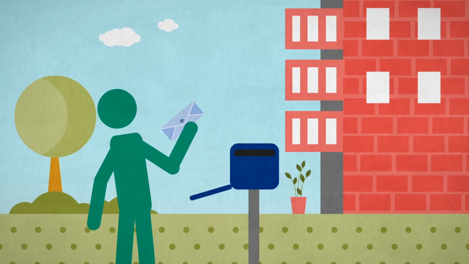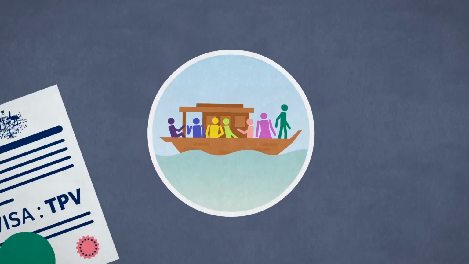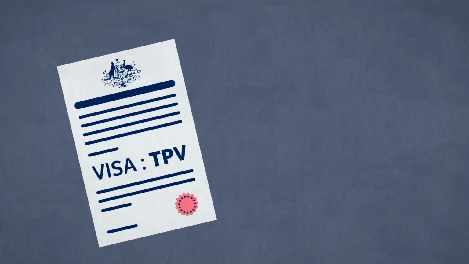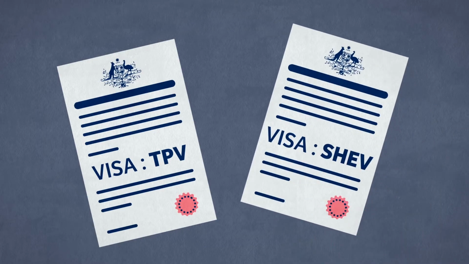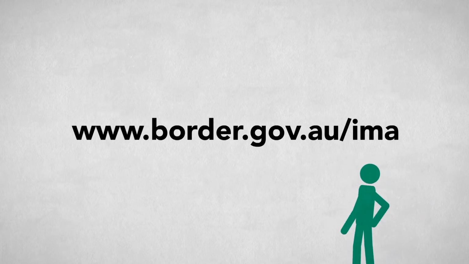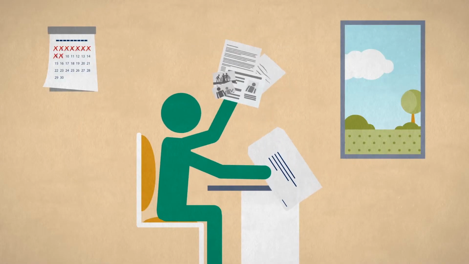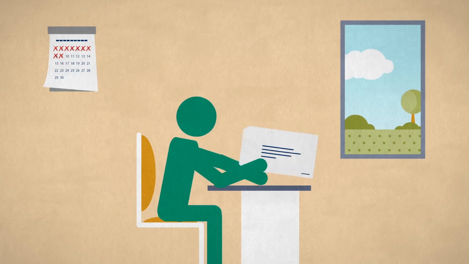When it's your turn, the Immigration Department will send you or your agent an invitation to apply for a visa. As you arrived illegally, you can only apply for a temporary protection visa or a safe haven enterprise visa. You should consider which type of temporary visa is best for you. You can find more information about these visa options at www.border.gov.au/IMA.